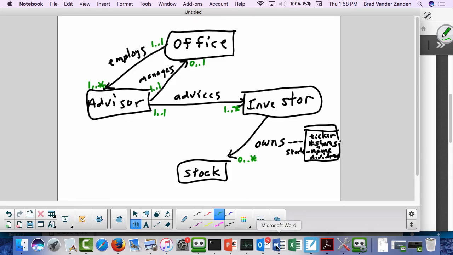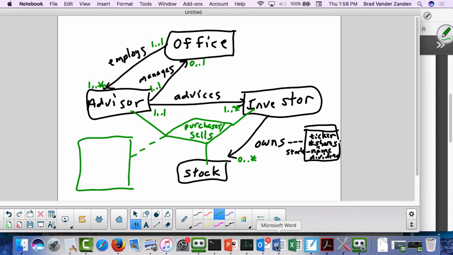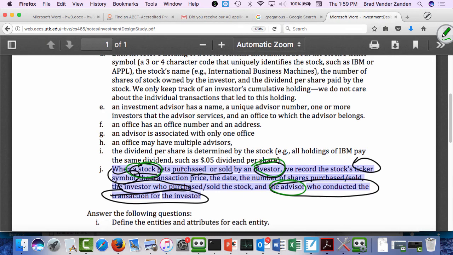We add a big old diamond, and we'll say purchases or sells between an investor, a stock, and an advisor. And it has some attributes that include the number of shares, the price, whether it's sold or purchased, a sell or a buy. Anything else? Ticker symbol, date. Okay, so we'll put in date.